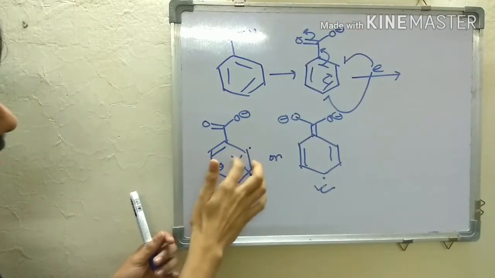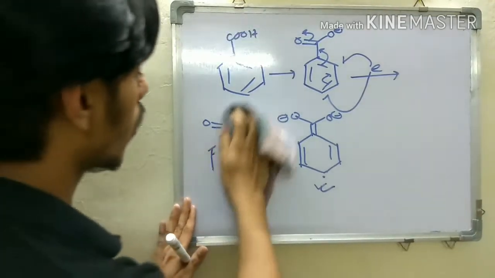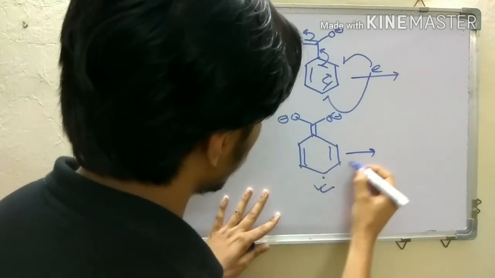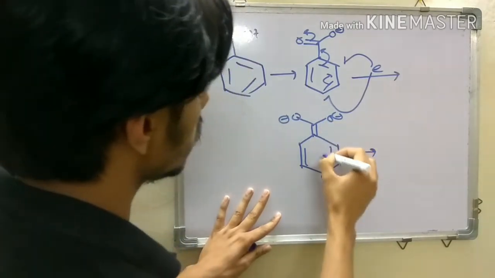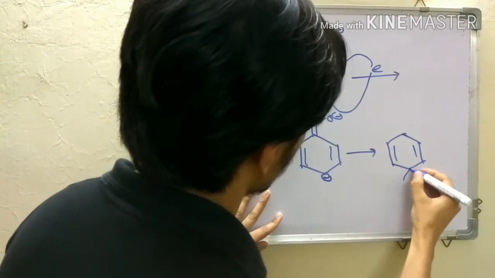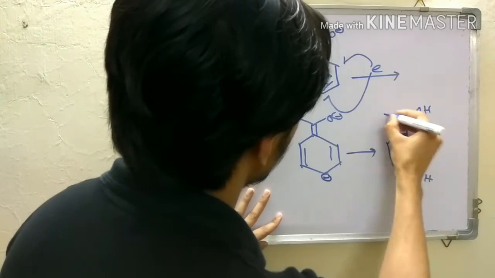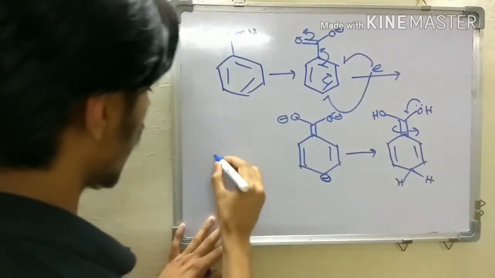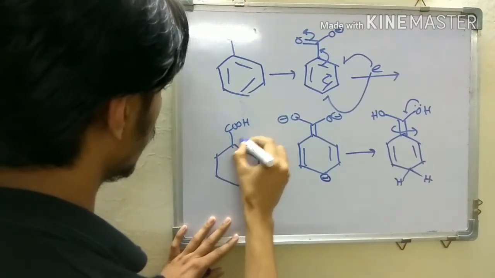Okay, and this stabilization is not present when it adds at the ortho position, and that's why this will occur. After that, here another electron will come, so it will have a negative charge, and then both of these groups will be protonated, so you are getting it like this. Here you have two hydrogens, and in this case you have OH, then tautomerization will take place, and you are getting this COOH.